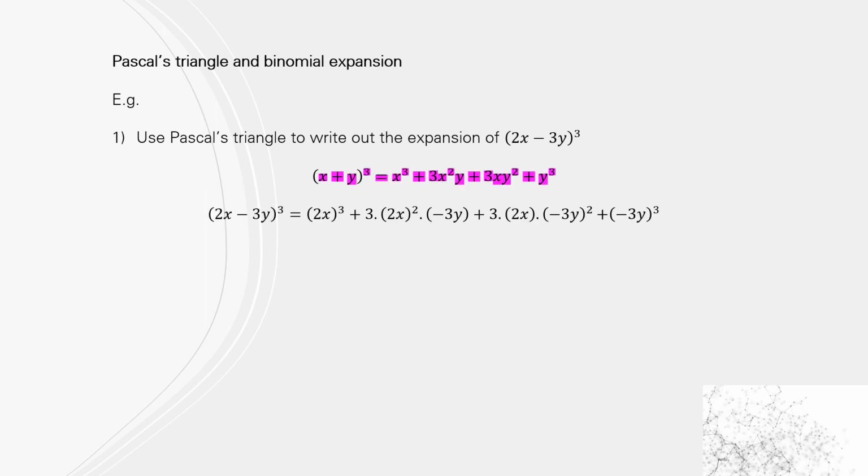So for our first one, because it's a cube, from x plus y cubed this is what we got: x cubed plus 3x squared y plus 3xy squared plus y cubed. We're going to replace the x's with 2x and the y's with minus 3y. And you can see that I have done that in each of the steps. And so when you expand those, you get 8x cubed minus 36x squared y plus 54xy squared minus 27y cubed.